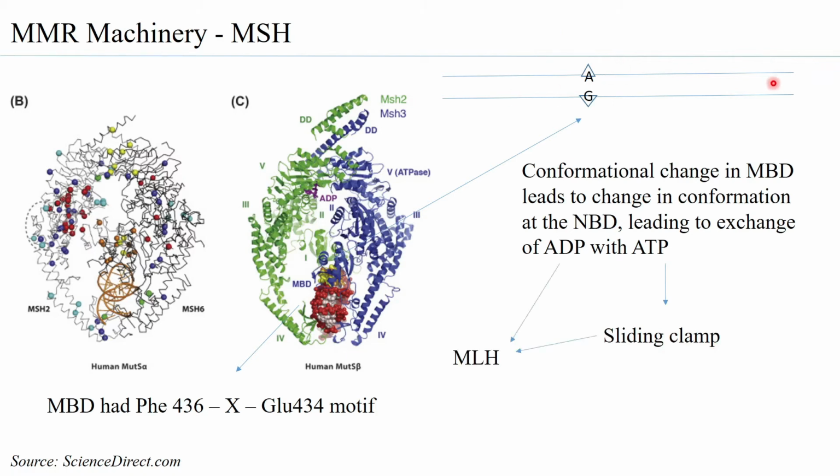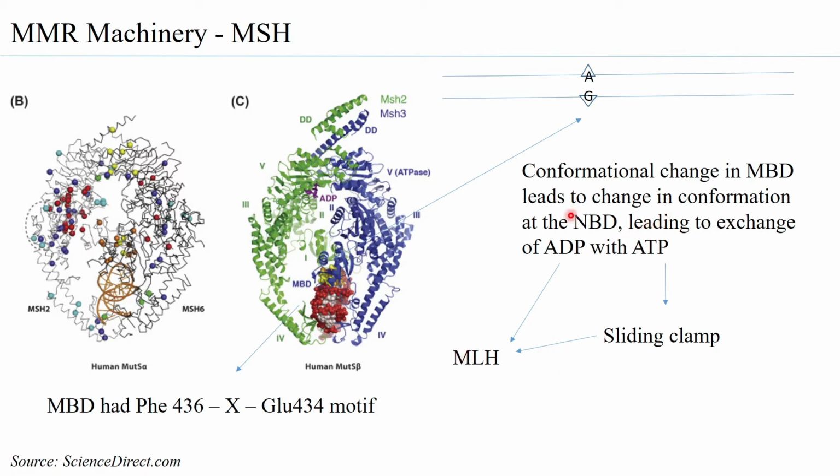Because it becomes a sliding clamp, it can slide either towards this direction of the mismatch or towards this direction of the mismatch. What is also interesting to notice is that with this conformational change, one of the MSH binds to the DNA, and the other MSH is free to bind to MutL homolog, that is the MLH. And this MLH-MSH complex formation is very important in the MMR system. So it is important to note that the conformational change not just makes it a sliding clamp, but also enables the MutL homolog to be recruited or bound to the MSH.